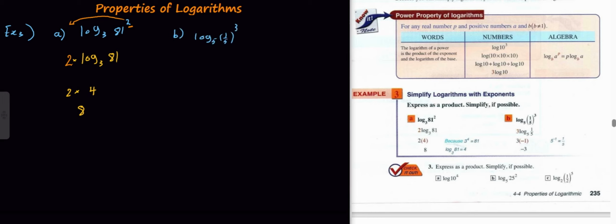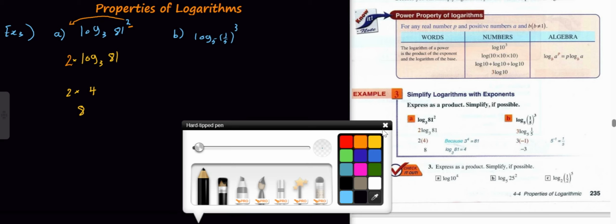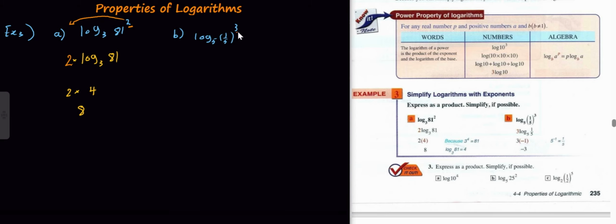As I mentioned before, we can move this 3 in front of the logarithm. It will be 3 multiplied by log base 5 of 1 over 5. Here we have a note. We said that we can solve this one individually. We have to solve this one individually, then multiply it by 3.